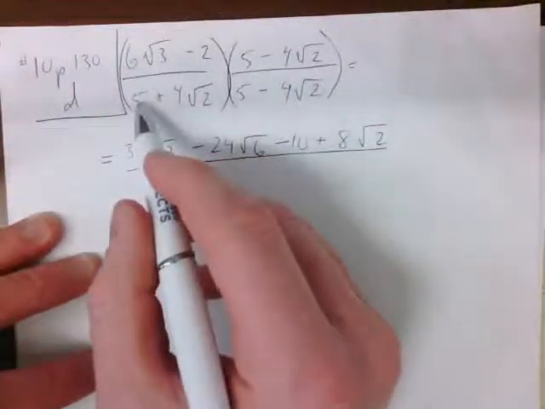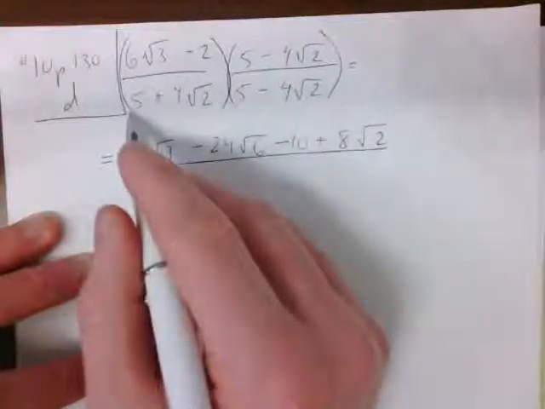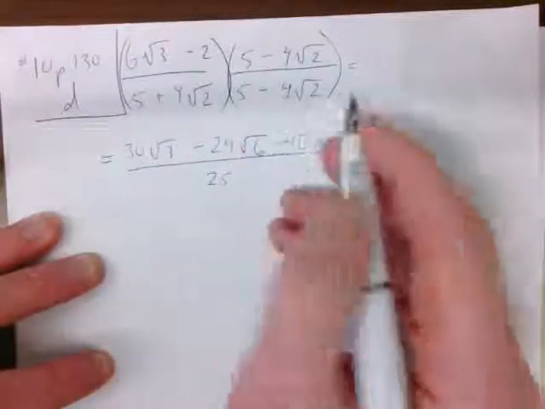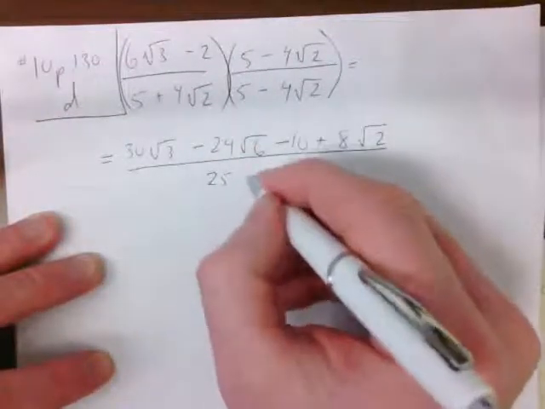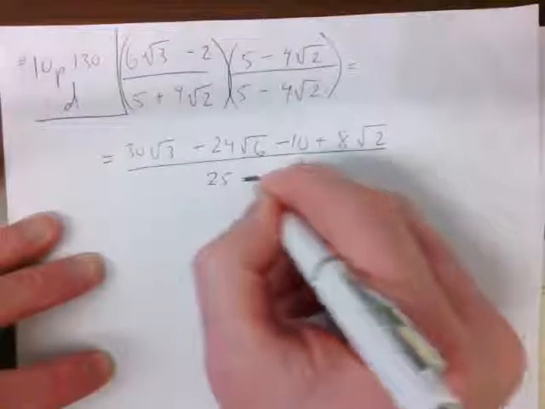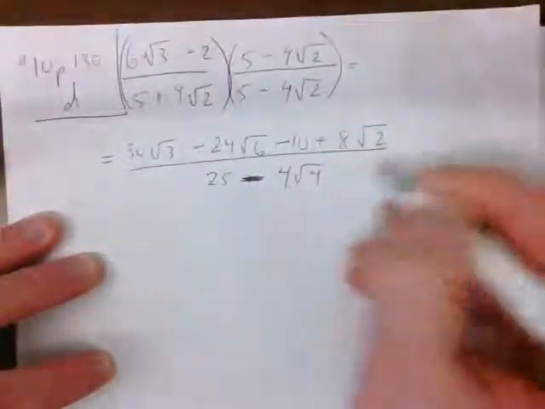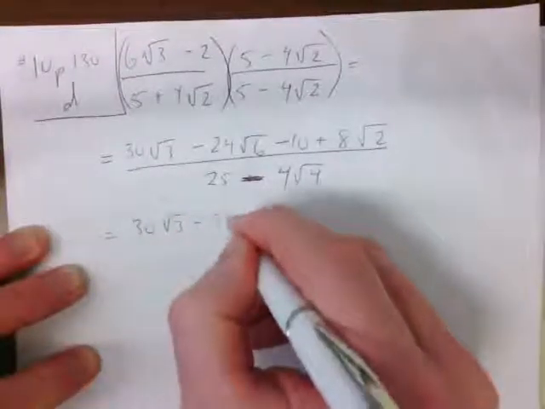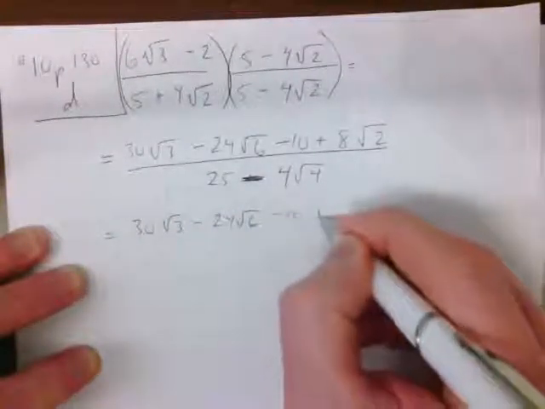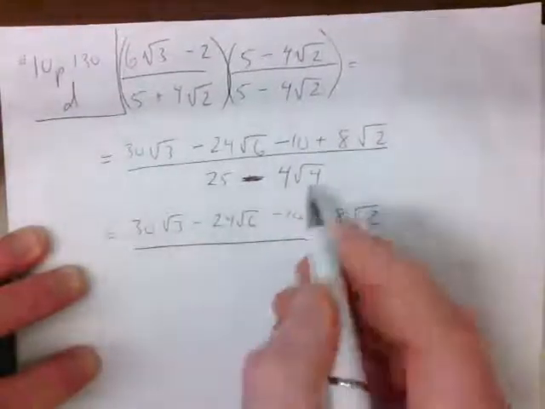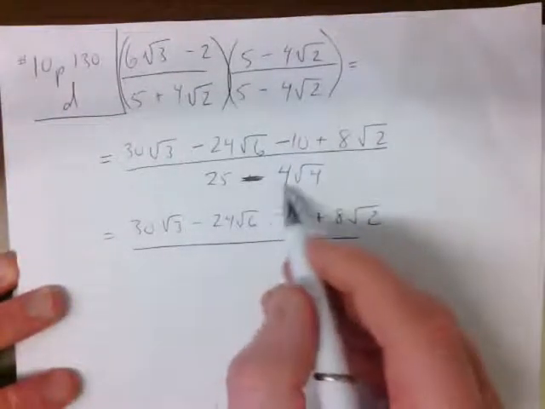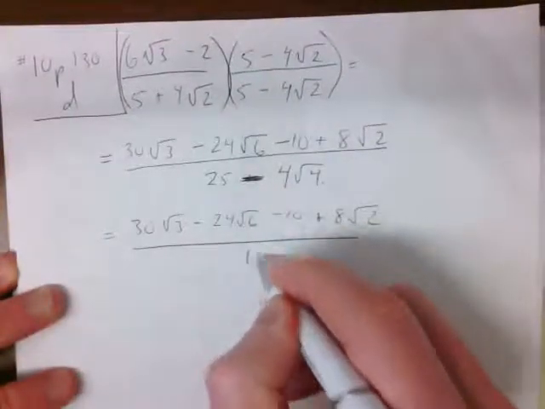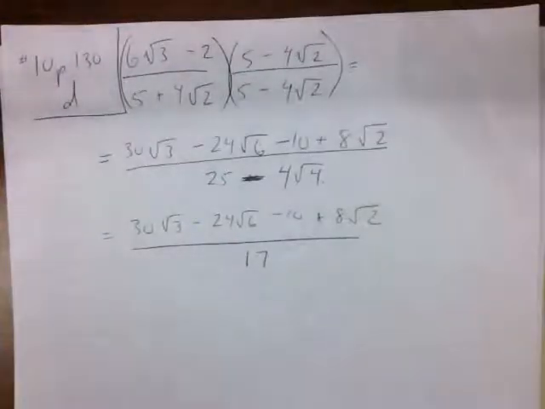Now, because it's difference of squares, I'm not going to do the middle. Instead of FOIL, I'm just going to do F and L. 5 times 5 is 25. And then positive 4 root 2 times negative 4 root 2 is going to be minus, sorry, minus 4 root 4. So same on top: 30 root 3 minus 24 root 6 minus 10 plus 8 root 2. The root of 4 is 2. 4 times 2 is 8. 25 minus 8 will be 17. That is an ugly looking answer.